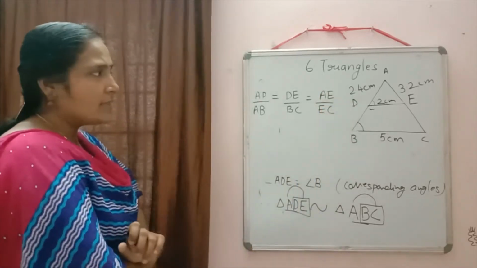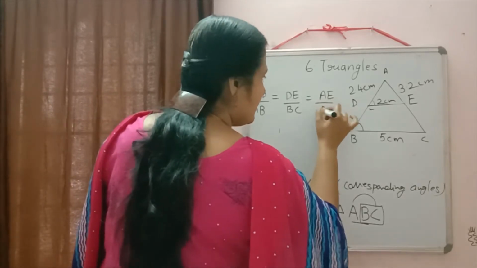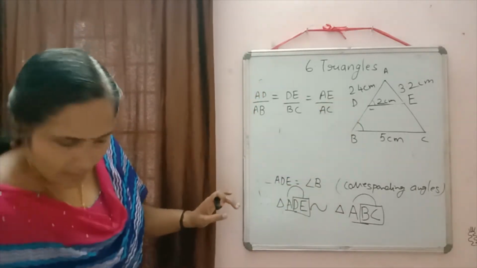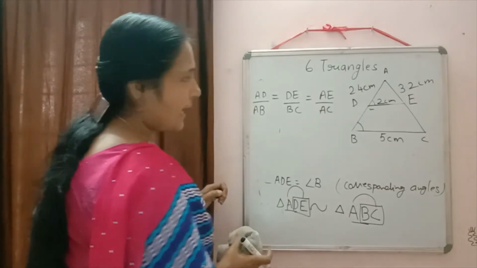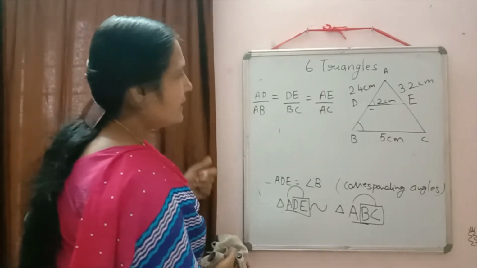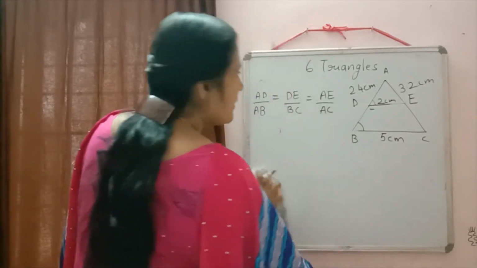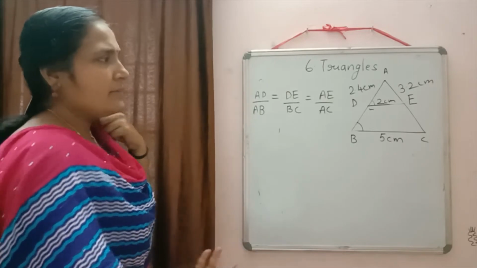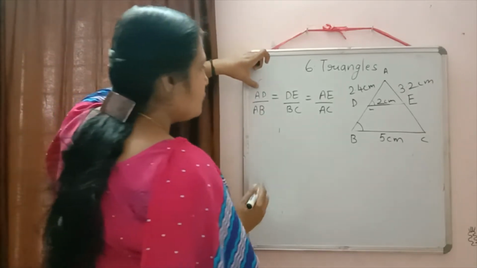So we wrote all the sides. AE by AC, not EC. AE by AC. Now we'll check what we have to find out. We have to find out BD and CE. BD and CE we need there. But at present we don't have anything there. So can we calculate AB? Then also we can find out. Okay. So AD is given there 2.4.